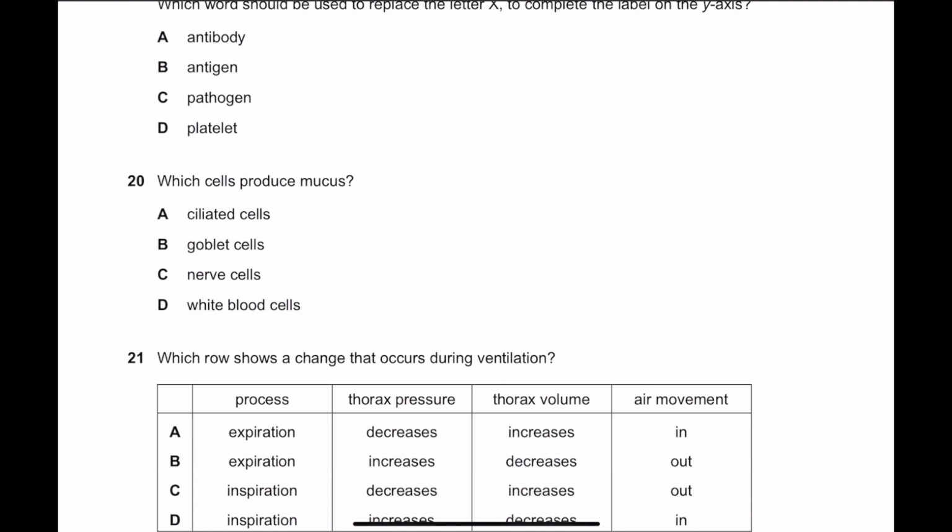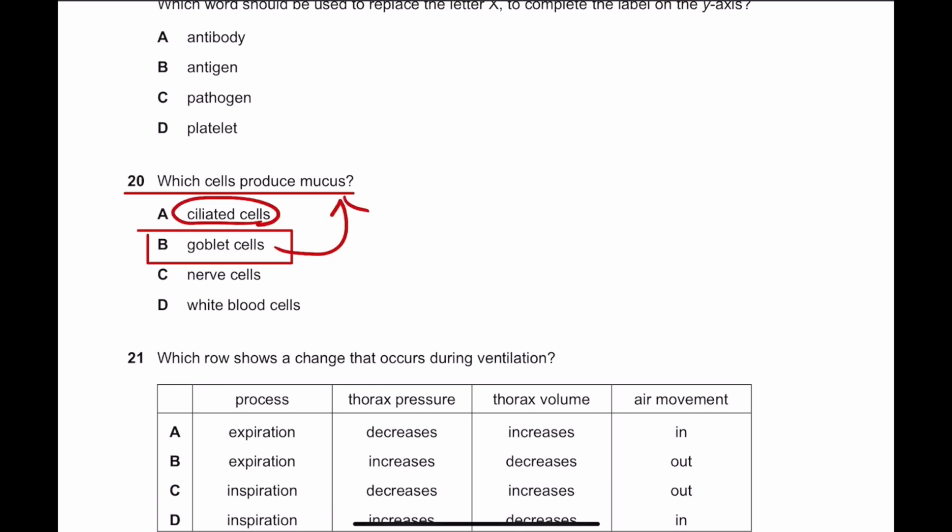Number 20. Which cells produce mucus? This is an easy question. The answer should be B. Goblet cells are the ones that make mucus.